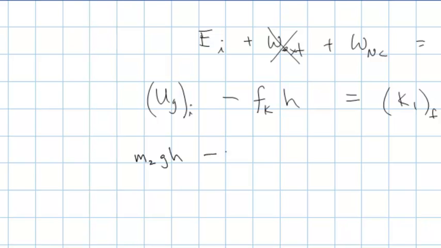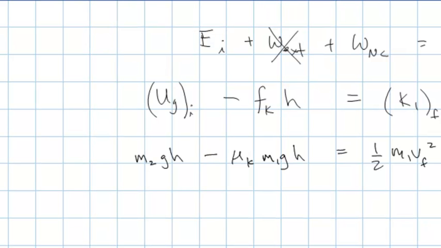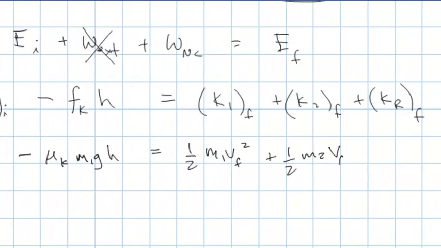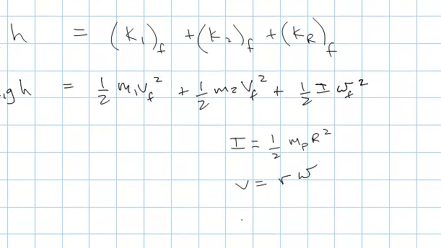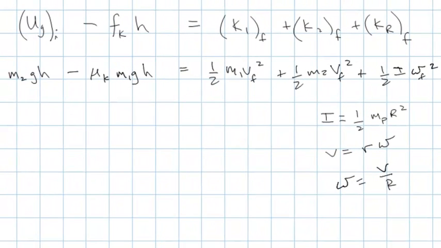m2gh minus the friction force times the distance, the kinetic energies, and for the rotational, 1/2 I omega squared. What is I for a solid disk? 1/2 mr squared. And we don't want omega in there. We really want all v's. So omega is v over r.